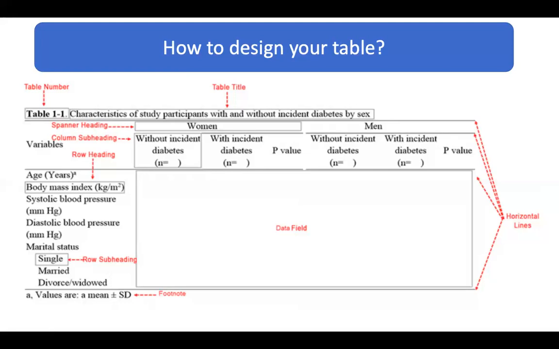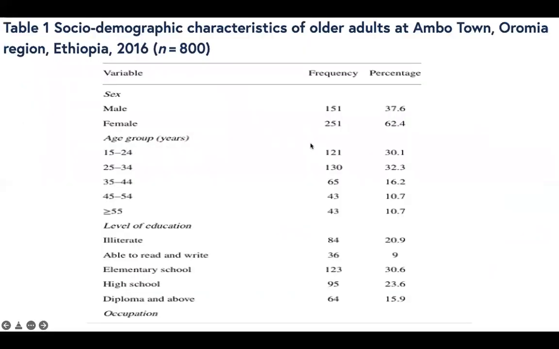I will show you a typical table. This is a very good table. As you see, table 1, nothing here. Socio-demographic characteristics of older adults at Ampo town, Oromia region, Ethiopia, the town and also the whole country, and then the year, and then the number. If it is just one number, the total number, you can put the number here. But if you have groups, you have to put the number beside each group. So as you see, only variable, frequency, percentage.